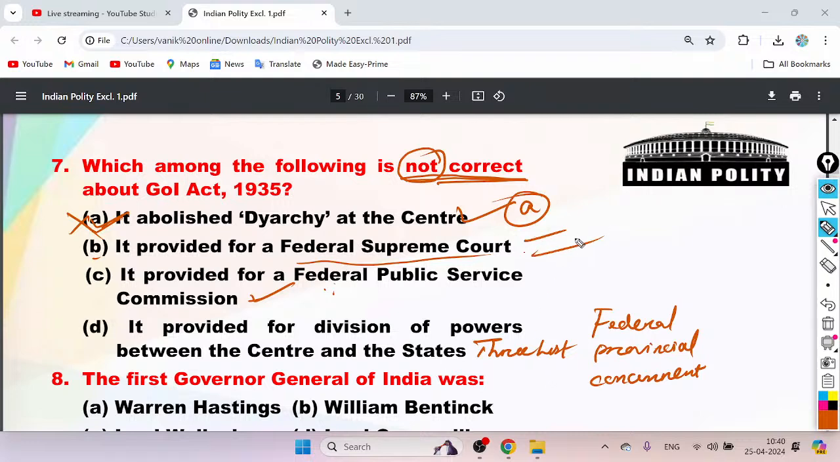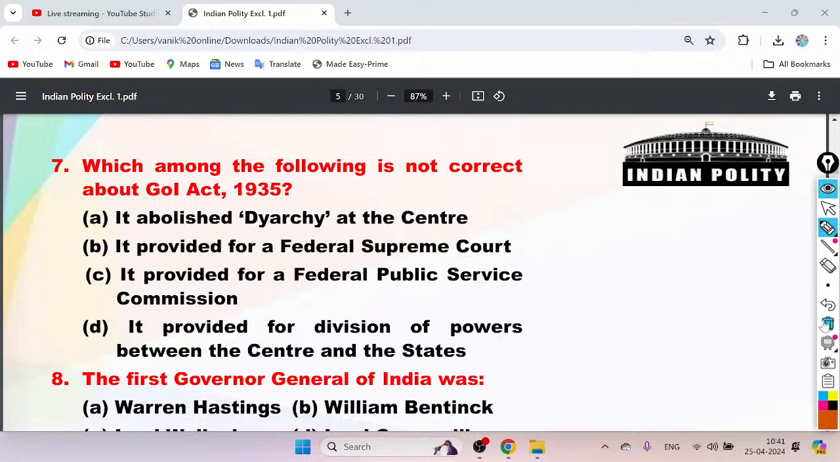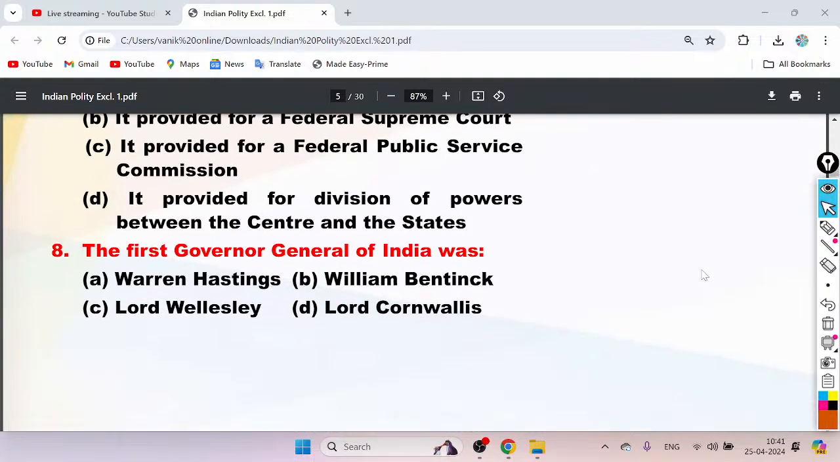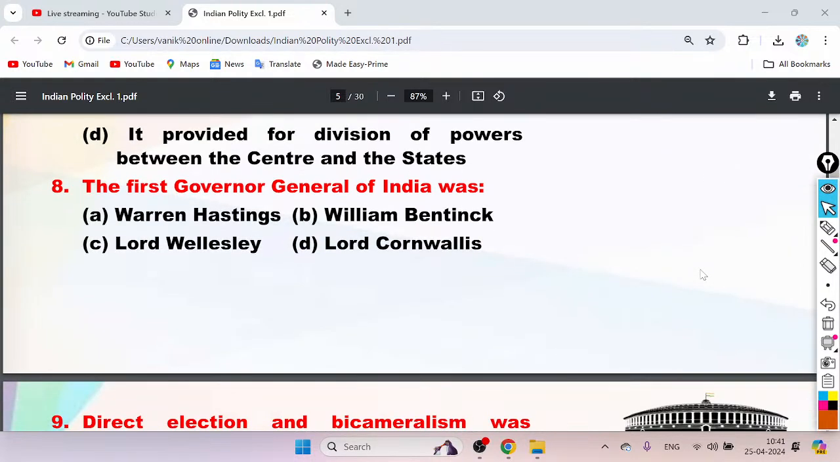The answer will be A. Easy questions. Number 8: the first Governor General of India. It's very easy, isn't it? SSC level question. But still, that is the answer. The first Governor General of India. The answer: Lord William Bentinck.